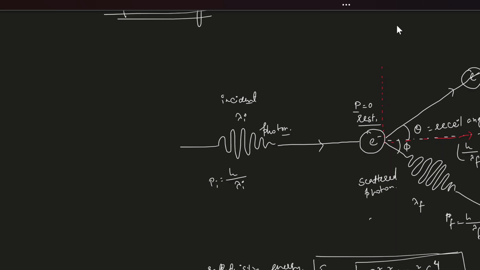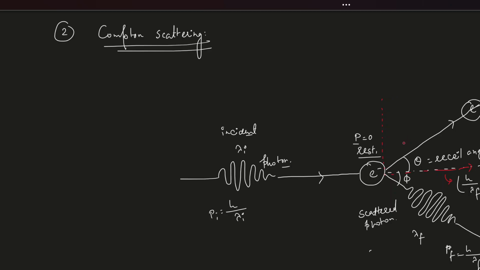And what will be the y-axis components? Basically this electron will have p_e sin theta along the positive y direction, and the photon will have a y component but in the other direction, the negative y direction, because you see that this angle will give a component along the negative y direction. So taking that into consideration, it will have a minus h by lambda f sin phi. This is along y cap and the other is along x cap.